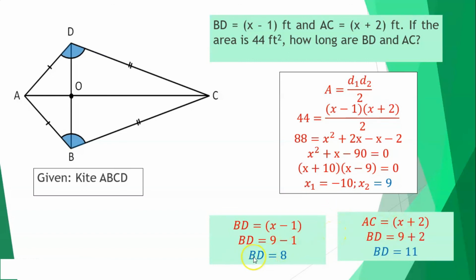So take note, we can always counter check. 8 times 11 is 88 divided by 2. We'll always go back to 44. So take note of that.